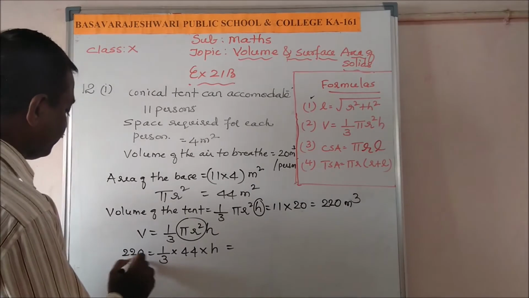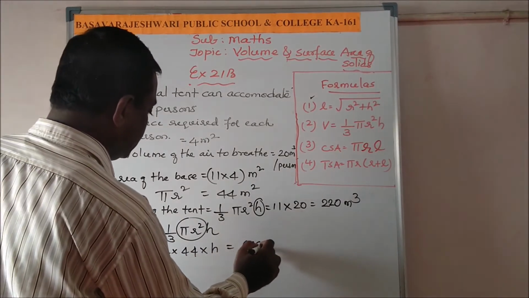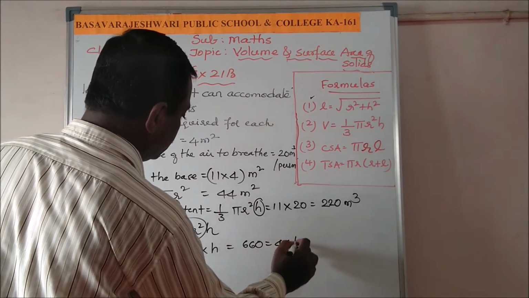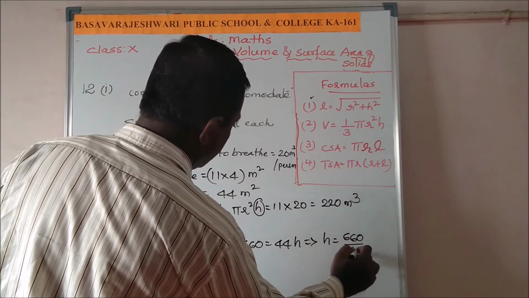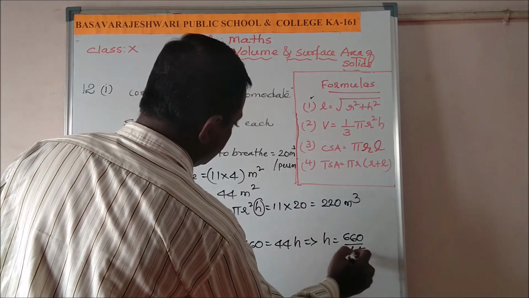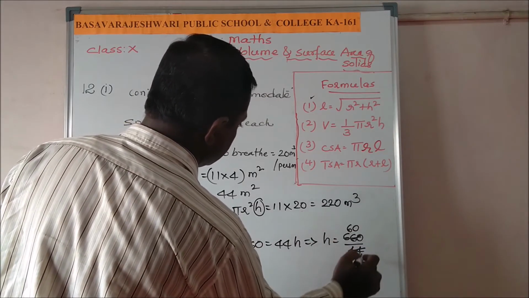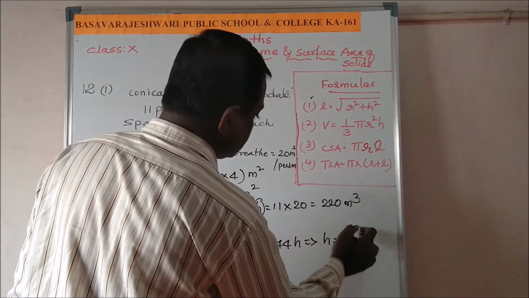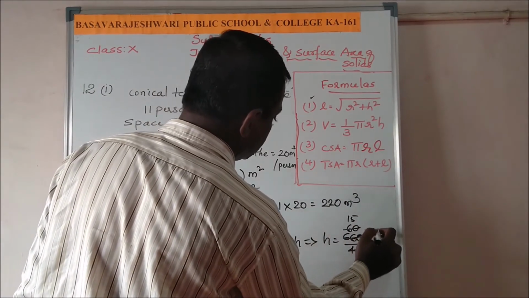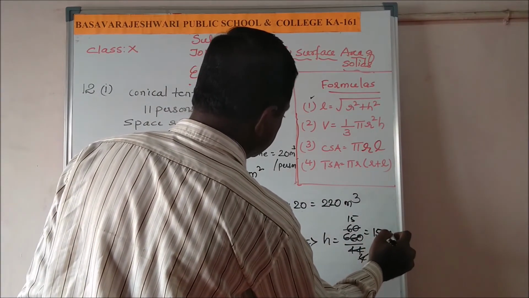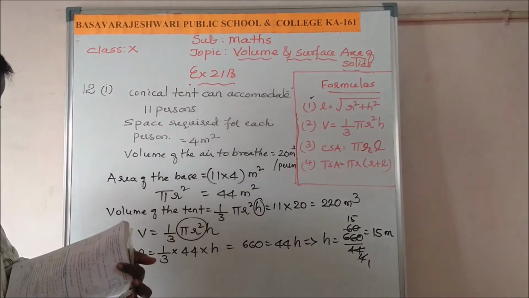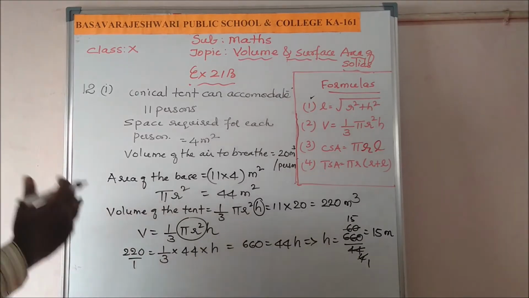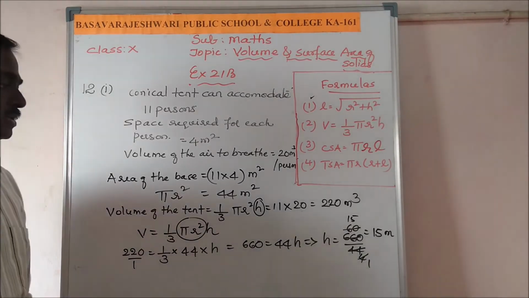It will not cancel, therefore cross multiplication: 660 is equal to 44 h. This implies h is equal to 660 by 44. 44 into 15 is 660. So the height of the cone is equal to 15 meters. Understood? So this is the answer for the first part.